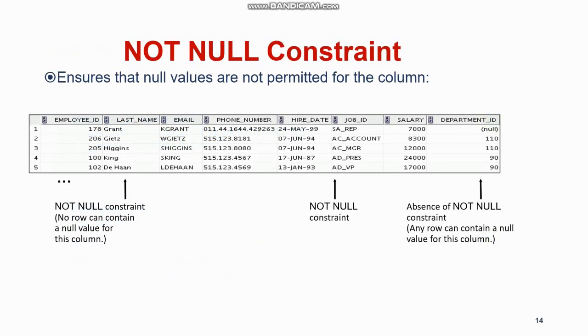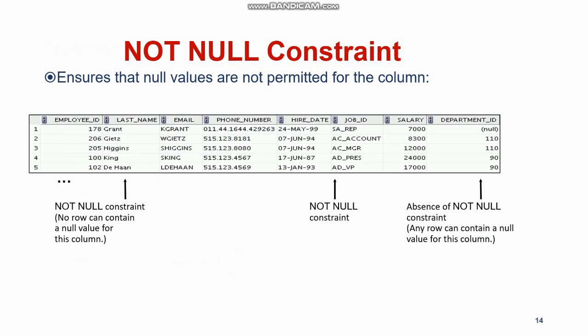Now we'll go for not null. Not null will not accept null values. Normally in any table you can have null values, but there are certain places where you don't want to have null values. For example, if you want to store the records of contact numbers, there must be at least one contact number.